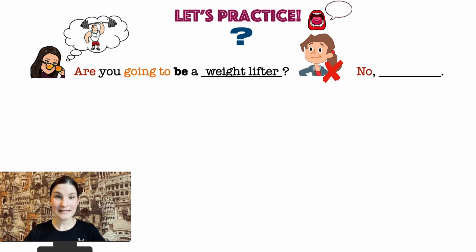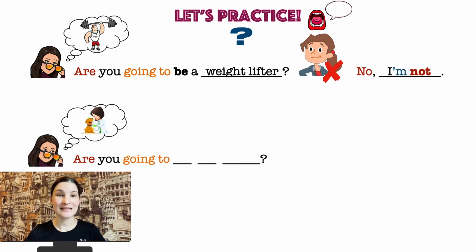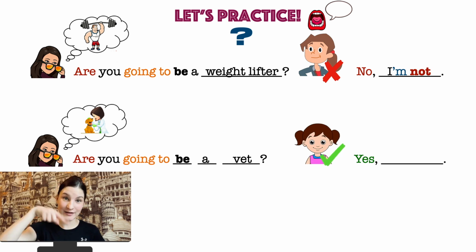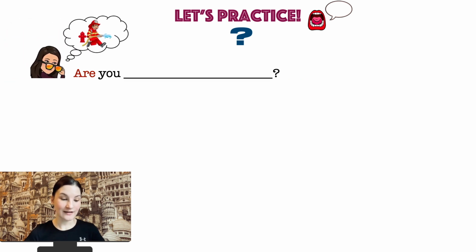Look at the girl. You can see a red cross. It means no. No, I'm not. Great. Try to make this sentence yourself. Are you going to be a vet? Very nice. And now look at this girl with a green tick. Yes, I am. Try these two yourself.